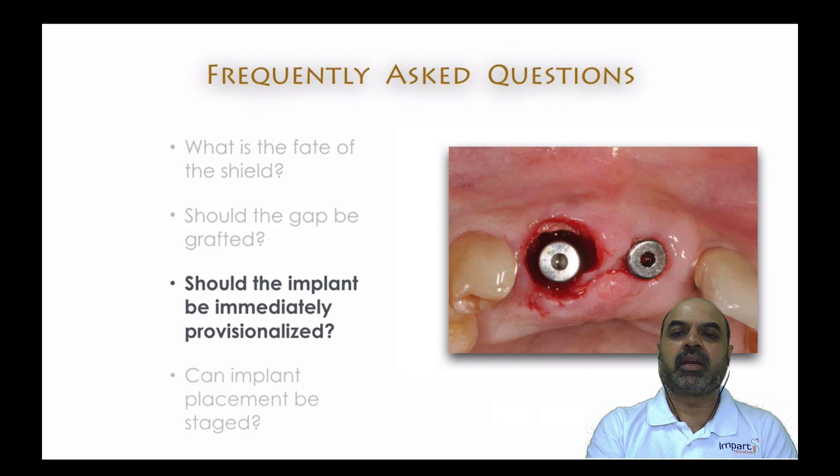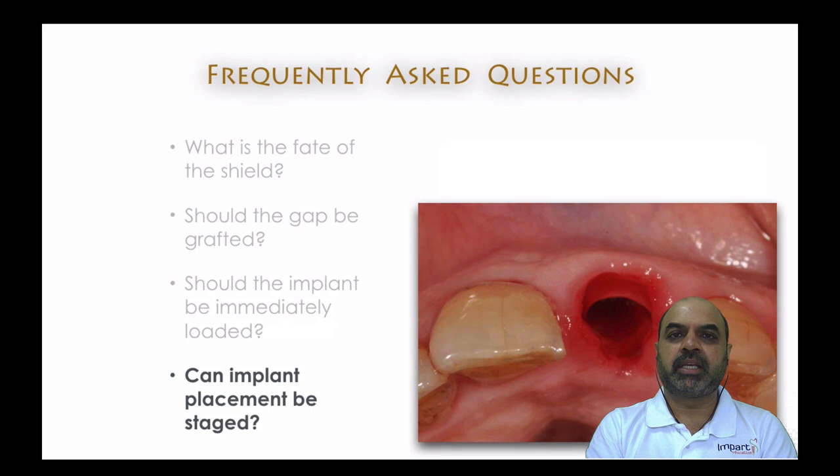The best thing would be to obviously have a well-contoured provisional restoration. But if that cannot be achieved for whatever reason, the next best thing would be to make a customized healing abutment and form some kind of a prosthetic seal over that socket. Can the implant placement be staged? So do we always have to place the implant after preparation of the shield? The answer again to that is yes, you can stage the implant.